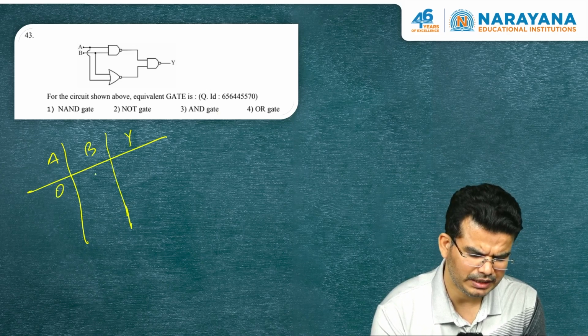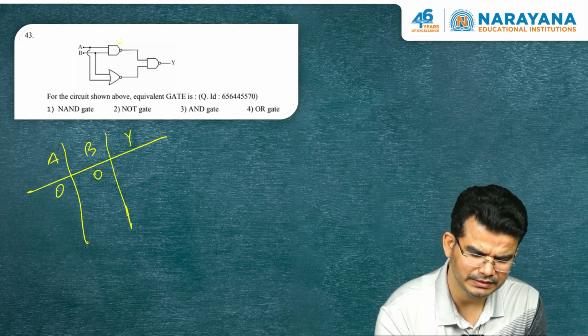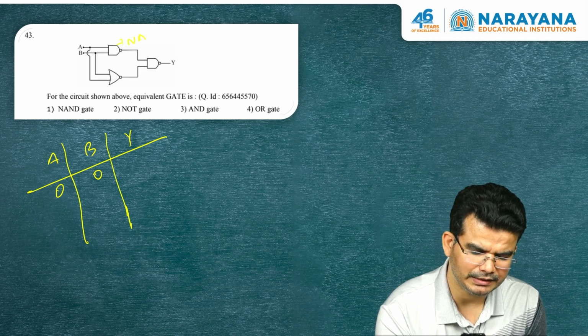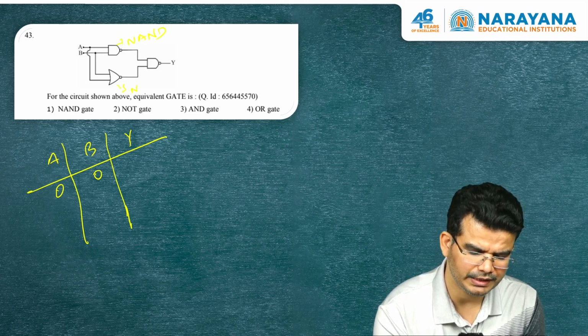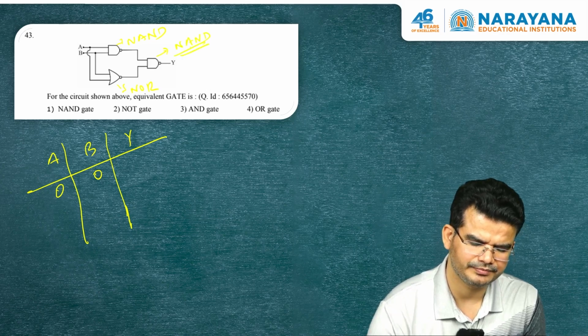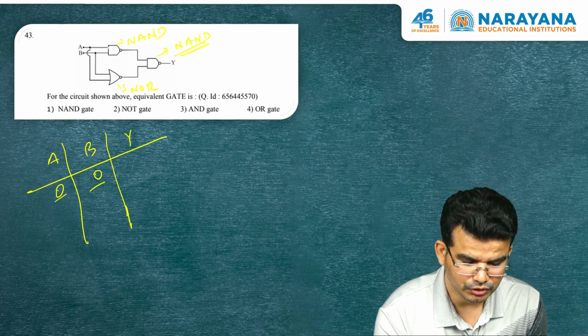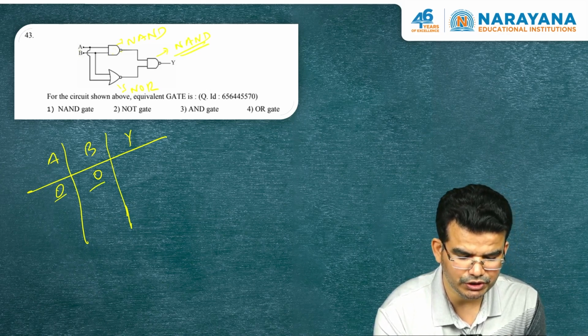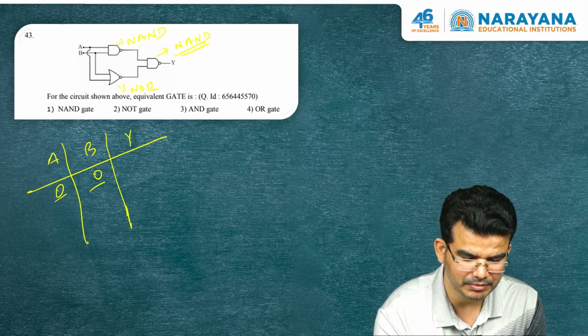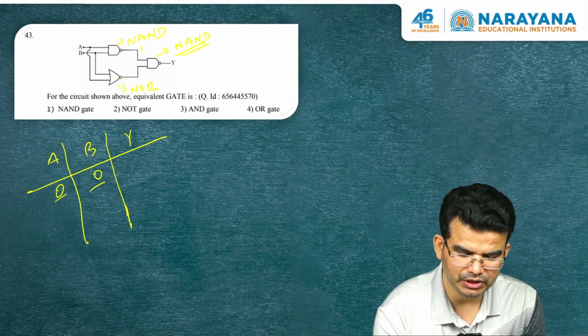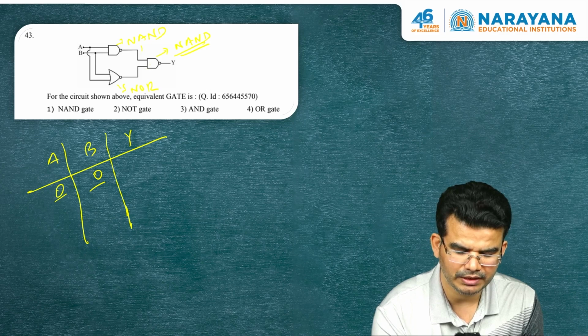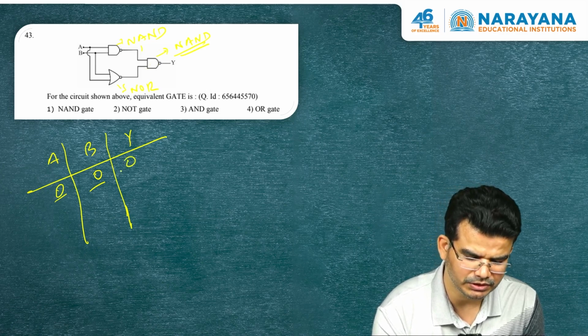So, A is 0 and B is 0. First of all, you must understand this is a NAND gate, and this is a NOR gate. Again this is a NAND gate. NAND gate means AND gate plus NOT gate. So A is 0, B is 0. 0 and 0 gives 0, but because of NOT it will become 1. Here also 0 plus 0 is 0, but because of NOT it will become 1. Now 1 and 1, here this is AND, 1 into 1 is 1, but because of this NOT gate it will become 0.